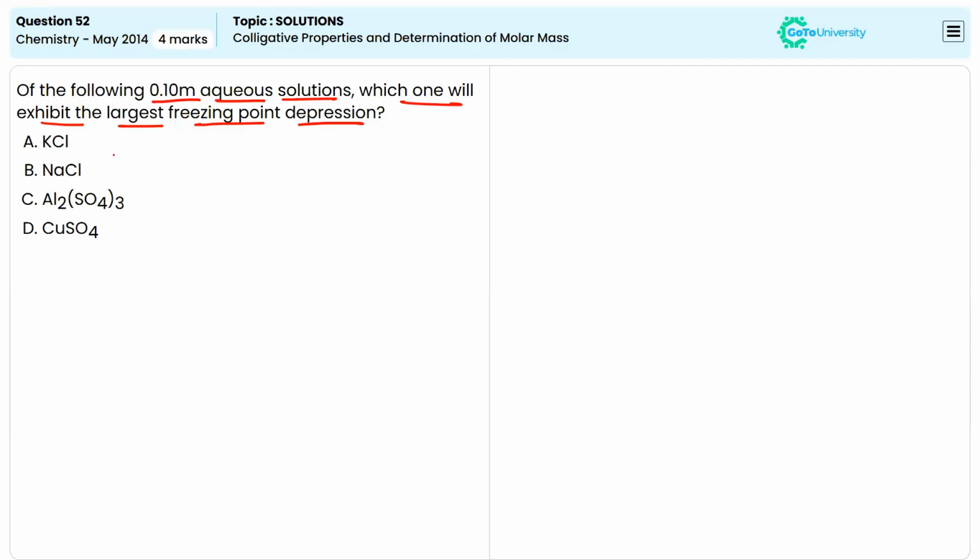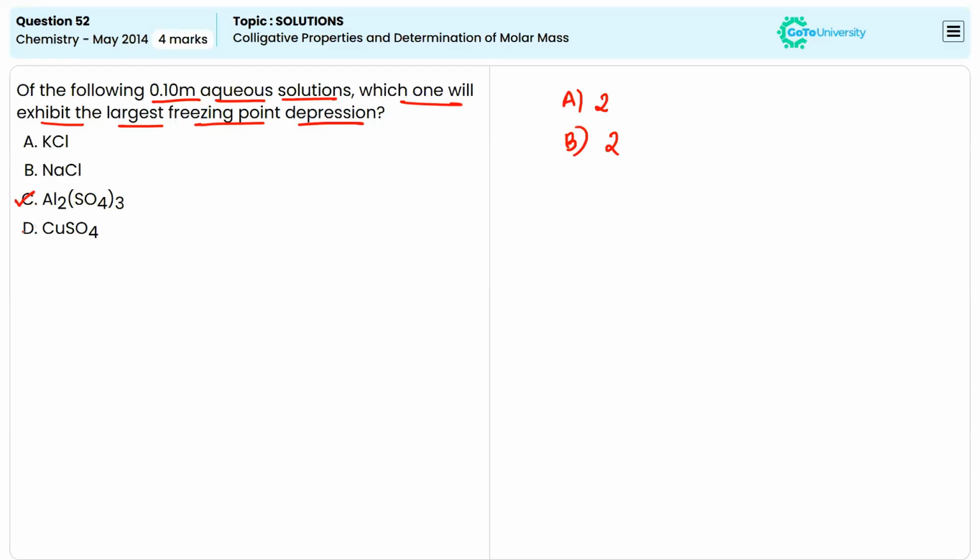If you consider potassium chloride, it will produce one K plus ion and one Cl minus ion. So that will be only 2. If you come to option B, NaCl, it will produce Na plus and Cl minus in aqueous solution. That is again 2. If you come to aluminum sulfate, we know that it will produce more ions, right? Because Al2(SO4)3 can produce a larger number of ions, so it will have the highest value of freezing point depression.